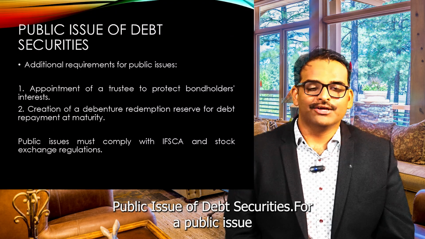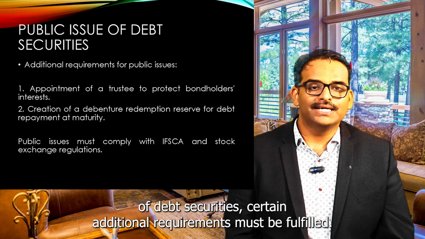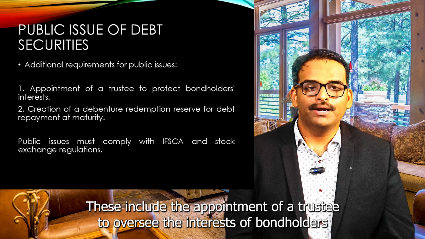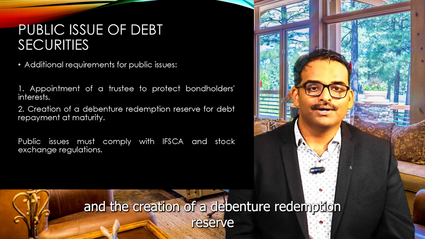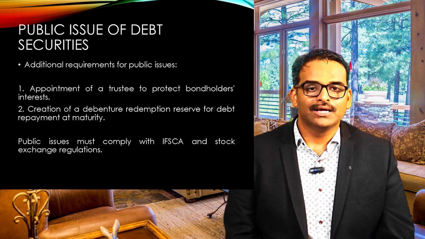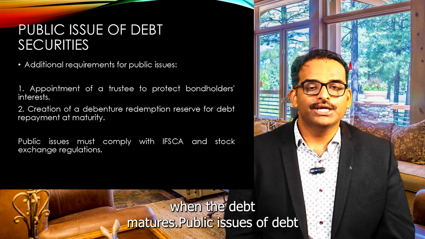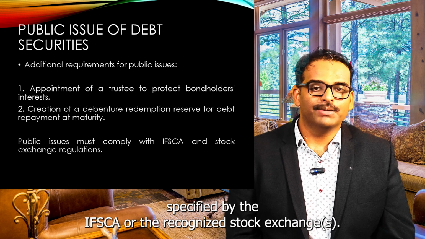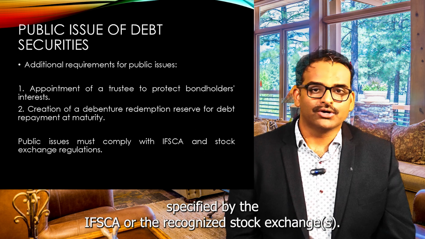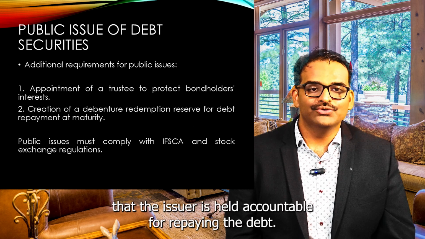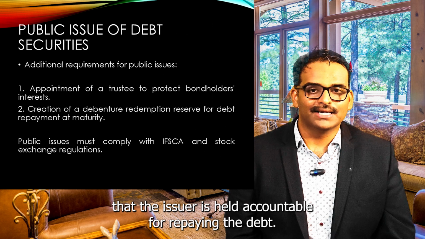Public issue of debt securities. For a public issue of debt securities, certain additional requirements must be fulfilled. These include the appointment of a trustee to oversee the interest of the bondholders and the creation of a debenture redemption reserve to ensure that funds are available to repay investors when the debt matures. Public issue of debt securities must also comply with any additional requirements specified by the IFSCA or the recognized stock exchanges. These rules protect investors and ensure that the issuer is held accountable for repaying the debt.